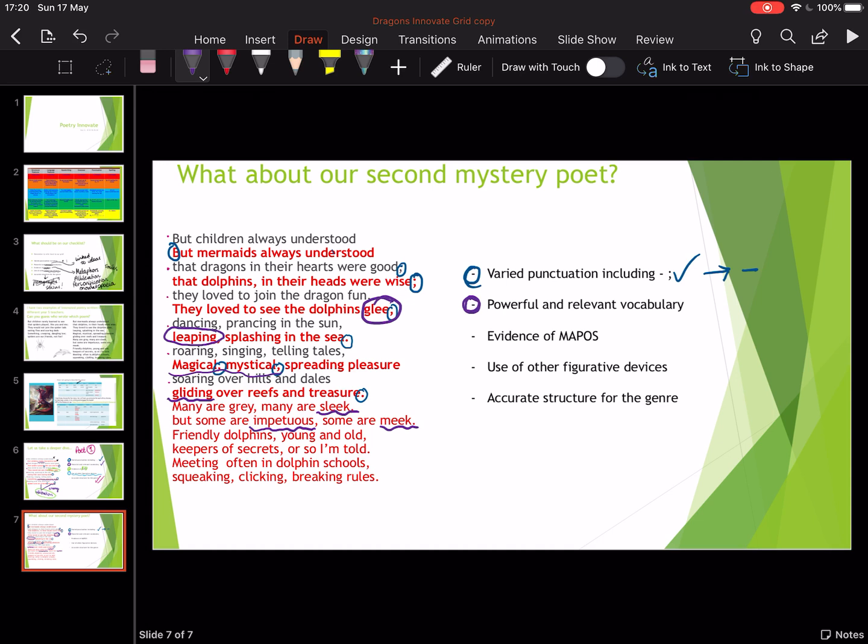Friendly dolphins, young as old, keep its secrets, or so I'm told. Meeting often in dolphin schools. Squeaking and clicking. That's another example of that relevant vocabulary, and I know it's relevant because those are the noises that dolphins make. So I'd suggest that when you move on to tomorrow's lesson on Tuesday, when you're drawing your animal and thinking of vocabulary that you want to include about that animal, make sure you know about their behaviour, how they act, because that's how you get that relevant vocabulary in here.